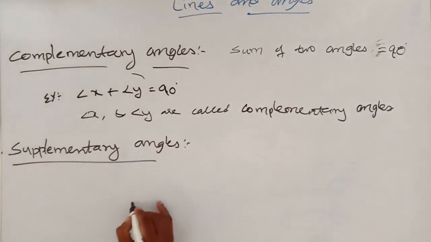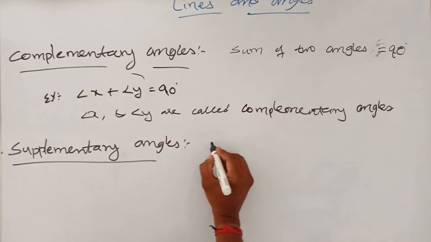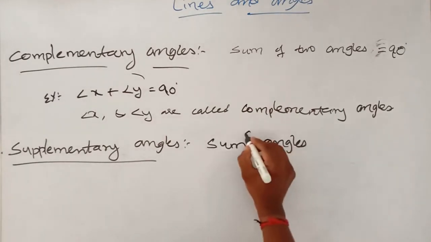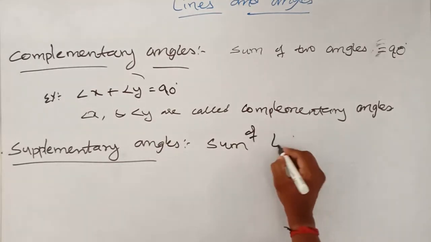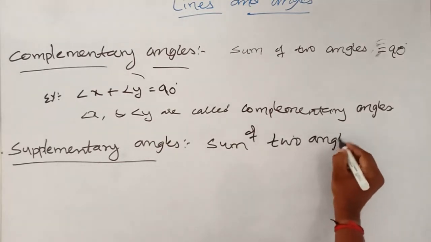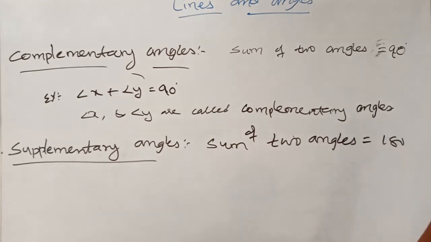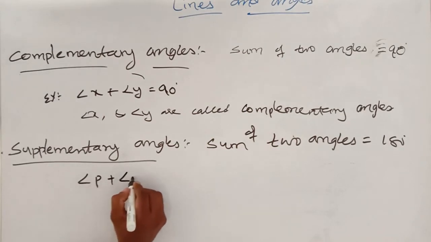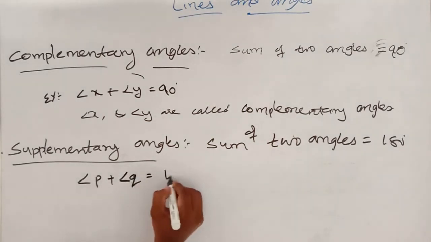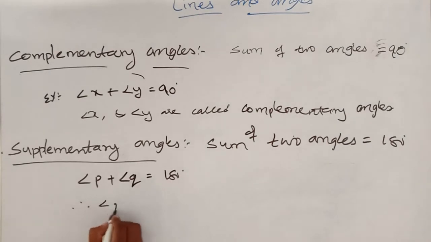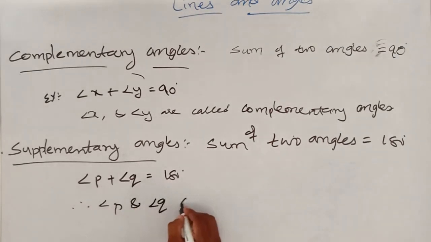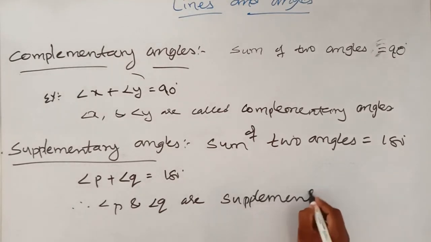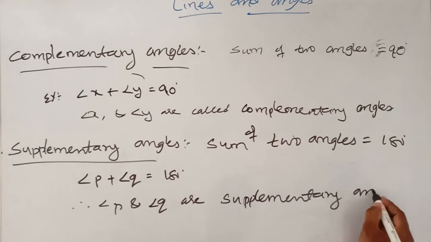So here I am taking the sum of two angles. When I am adding two angles, their sum should be equal to 180 degrees. So here angle P plus angle Q is equal to 180. Therefore angle P and Q are supplementary angles.